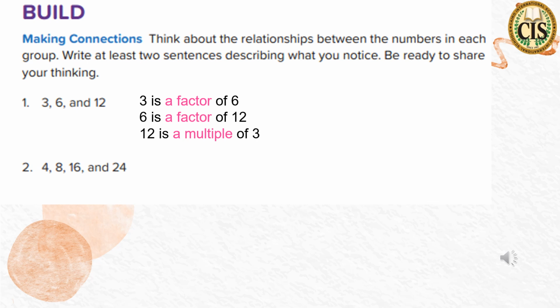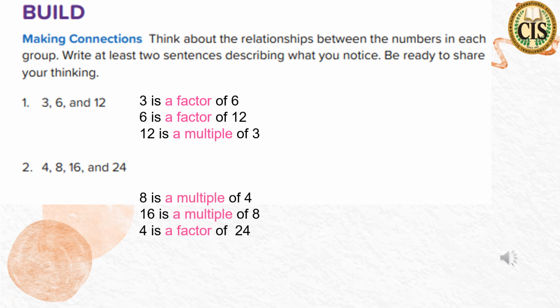Number 2, we have 4, 8, 16, and 24. So we can say 8 is a multiple of 4, 16 is a multiple of 8, and 4 is a factor of 24.